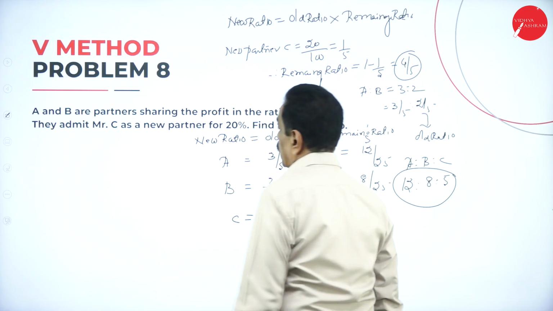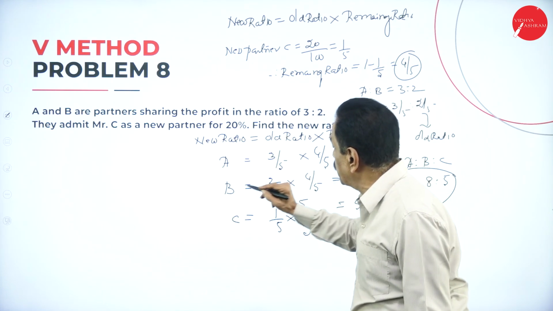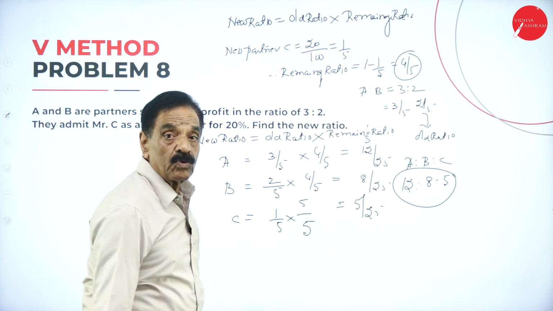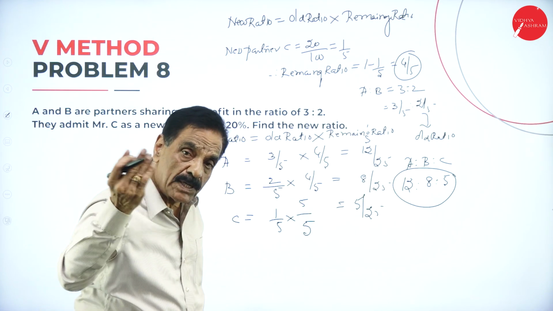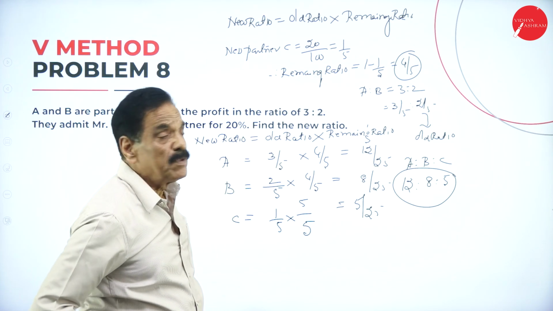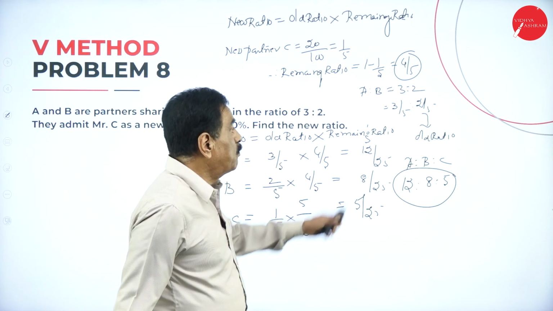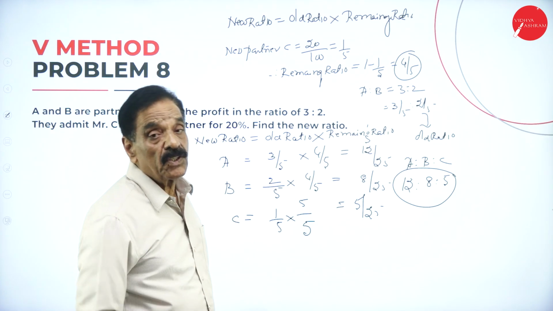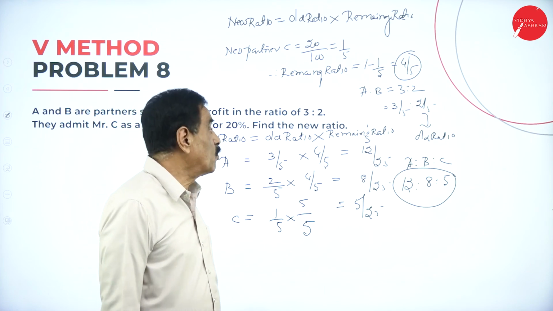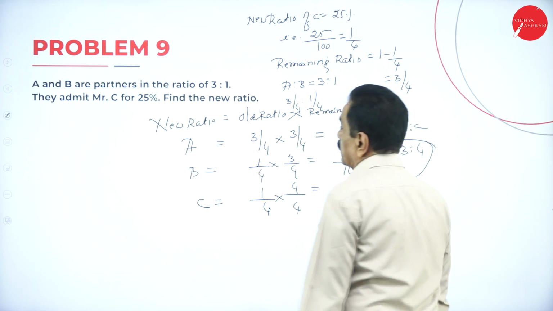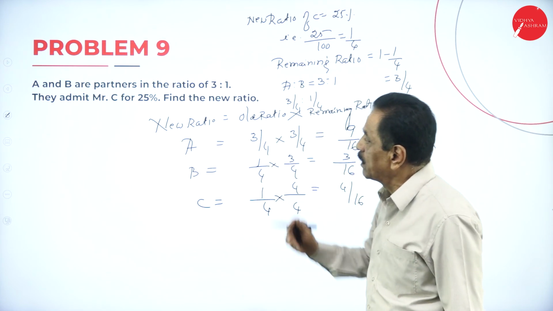Then new ratio, partnership now, 20%, that is 1/5. Formula: new ratio is equal to old ratio multiplied by remaining ratio. We have given 1/5 to the new partner. What's the remaining ratio left over? 4/5. So out of 5, 1 rupee is for the new partner. How much left over? 4/5. So you are done. Same portion you are done here also.